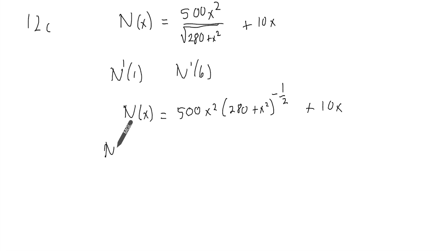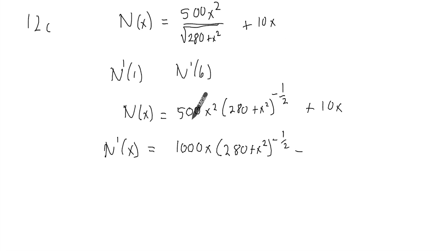Now I'm going to figure out what n prime of x is going to be. I'll get my first part here, which will just become 1000 x times 280 plus x squared, and still to the power of -1/2, plus, but this becomes a minus.